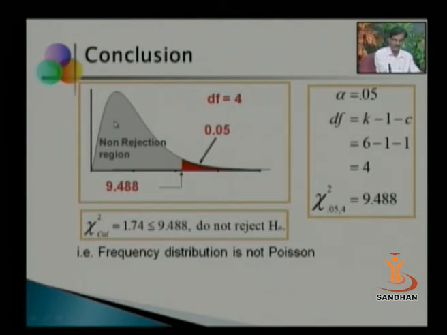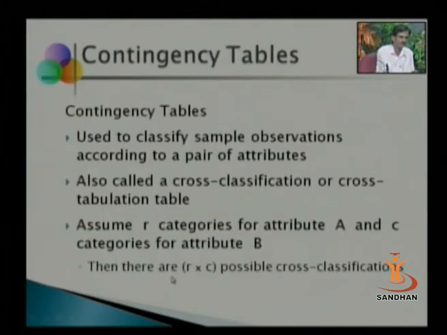So here again we have the same type of graph, the chi-square graph. This red portion is the rejection region, and the gray portion is the acceptance region. The calculated value is 1.74 and the tabulated value is 9.488. So calculated is less than table. It means that we do not reject the null hypothesis, right? That means we accept the null hypothesis. So the frequency distribution is not Poisson distribution.